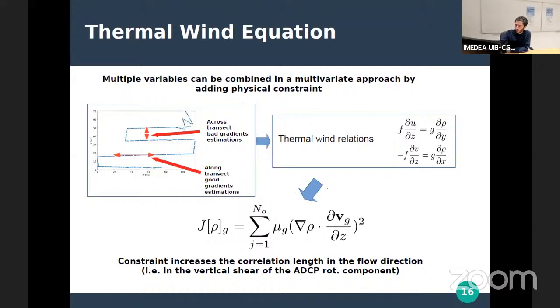And using the thermal wind equation that connects the velocity with density gradients, I've been developing a constraint that uses the ADCP information to improve the density reconstruction of the UCTD data. What the constraint is doing is basically somehow increasing the correlation length in the flow direction, but it's doing this in a physical sense, with a physical equation, not in a statistical manner.